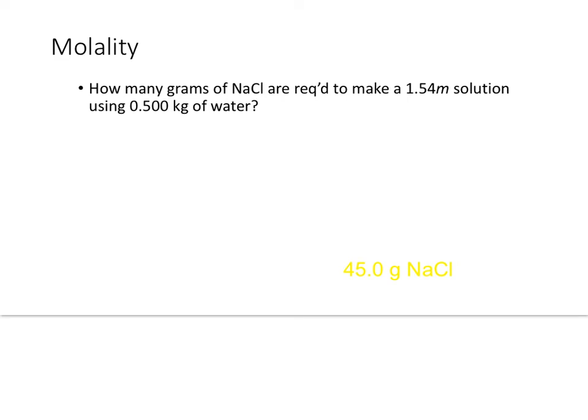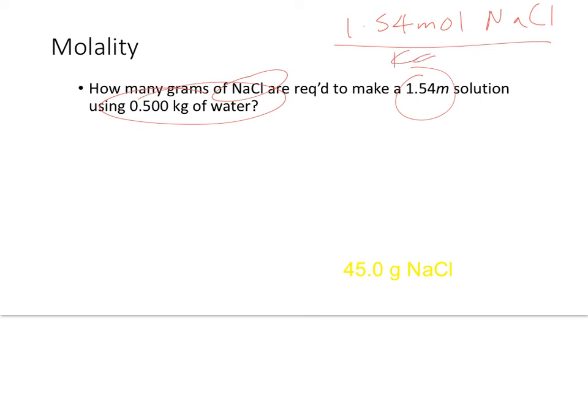So in this situation, guys, they're asking us how many grams of sodium chloride are required to make a 1.54 molal solution using 0.500 kilograms of water. They've told us how much water we are going to utilize in the solution. They've also told us the molality. Now, remember, our molality is equal to the moles of solute, which in this case would be NaCl, for every kilogram of solvent, which in this case is water. So this is our relationship. This is our molality situation.